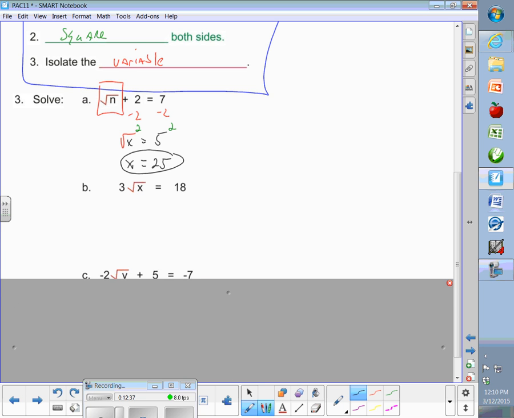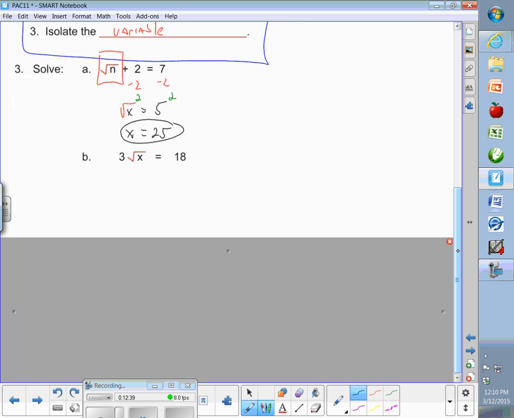Okay. Let's do the next one. Somebody raise their hand and tell me how to go about isolating this radical. John? This one doesn't quite look like... Antonio, you need to really pay attention because you struggle with equations. Ashton, what do you want to do?